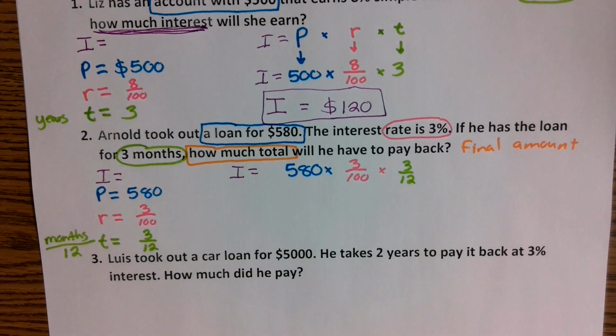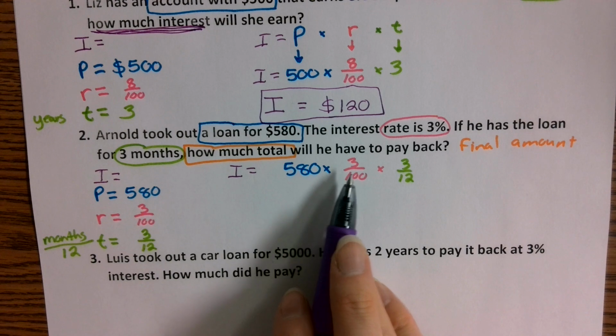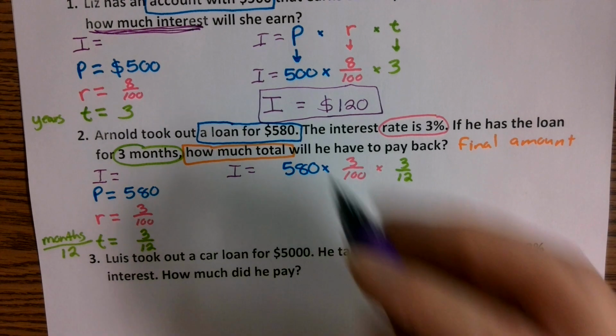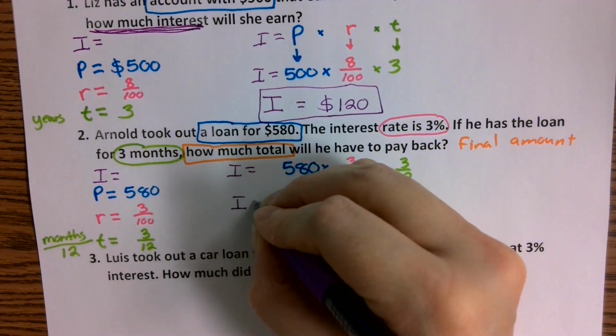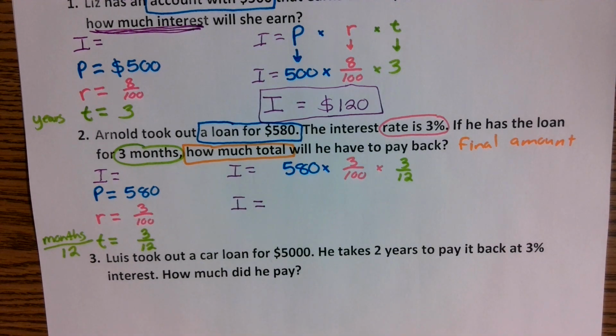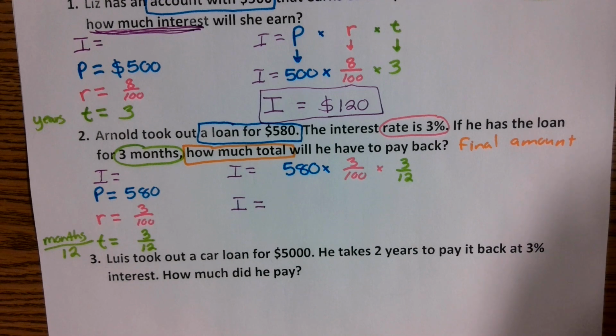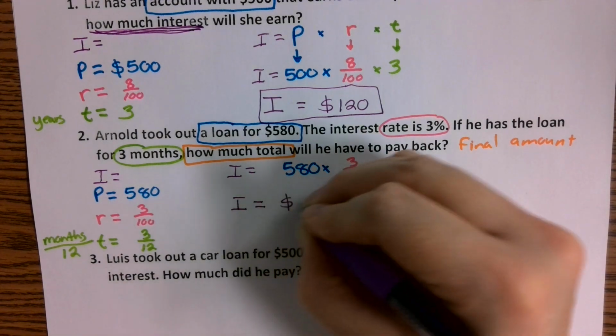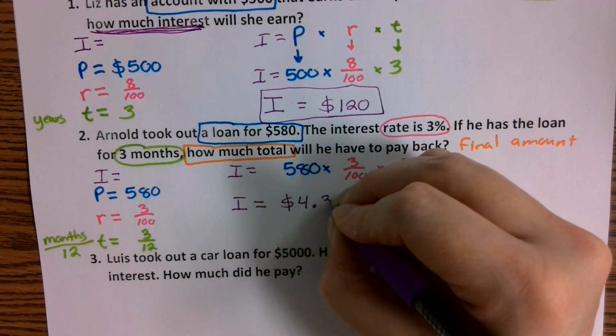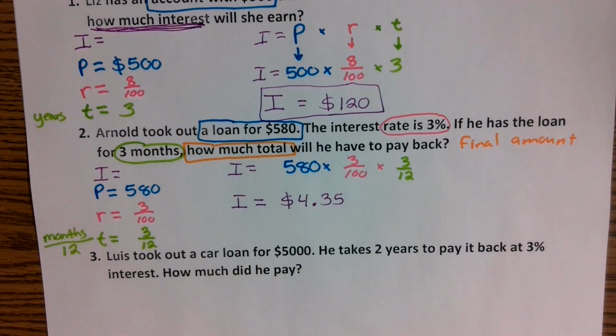Okay, so let's first go ahead and multiply. We're going to do 580 times 3 over 100 times 3 over 12. If you type them in as fractions, you're going to get a fraction answer. You just need to hit that conversion, that double white button at the bottom. It'll convert it to the money for you, the decimal. It'll be $4.35 for your interest.